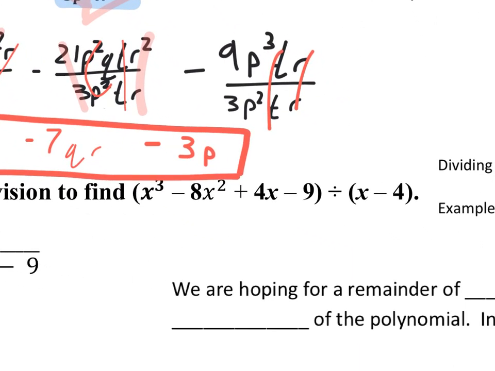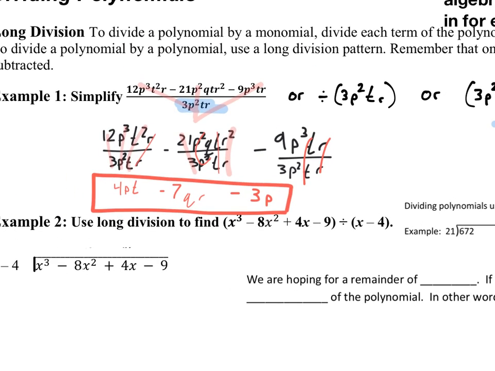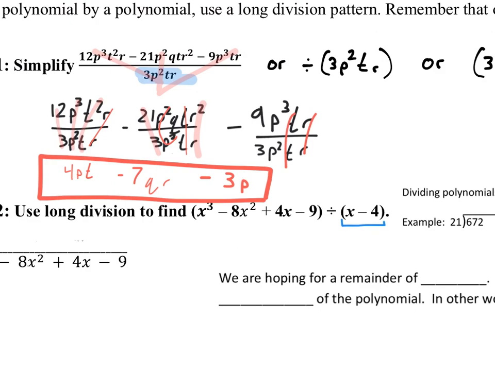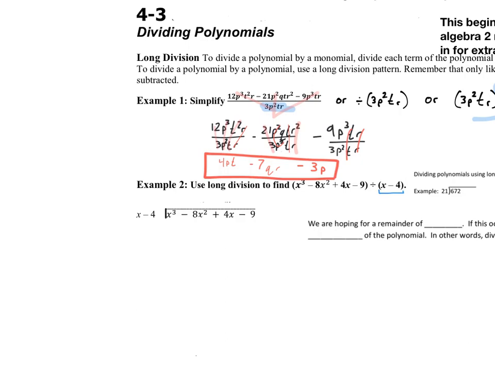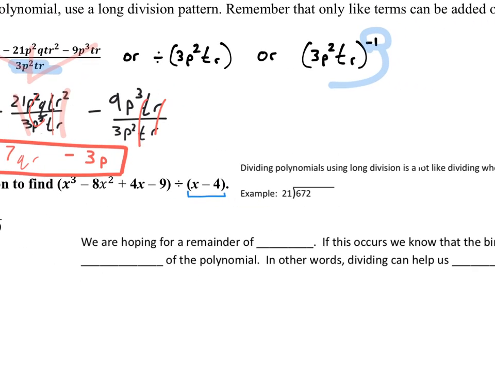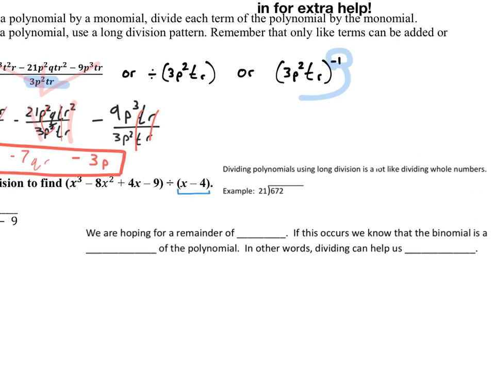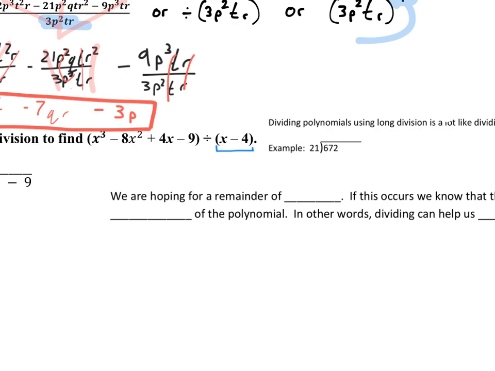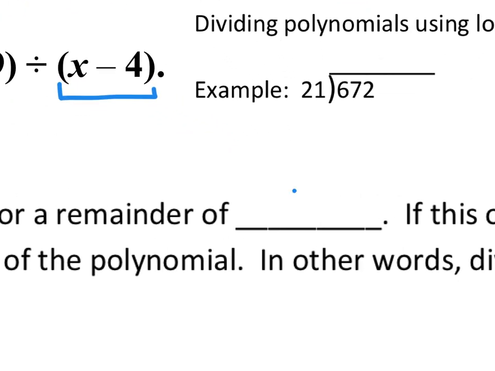Now, this problem is different right away because we're not just dividing by one term. I'm dividing by x minus 4. All right? And so this process is pretty long. It's what I call long division. It's similar to how you used to do long division, right, back in middle school. And in the grand scheme of things, when we're doing long division, we're hoping for a remainder of 0.